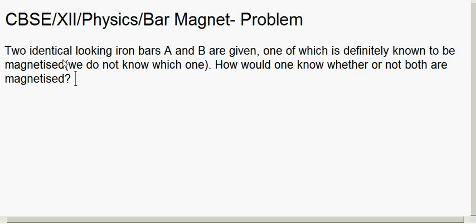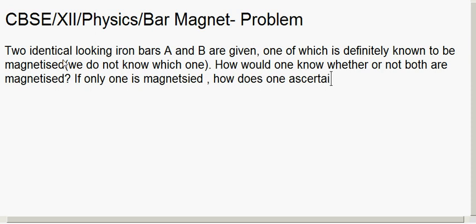If only one is magnetized, how does one ascertain which one? In your bracket you write one condition: use nothing else but the bars A and B, or use only bars A and B, nothing else. Okay.